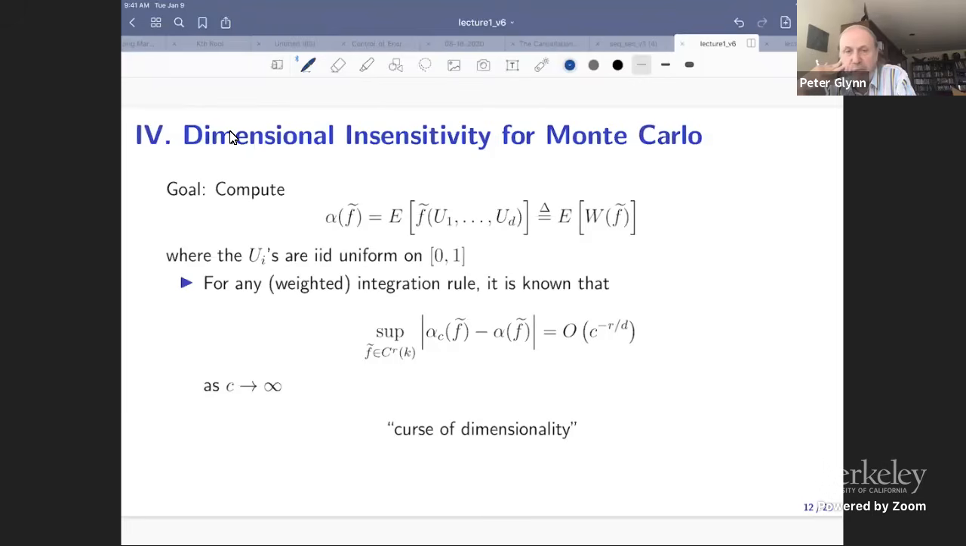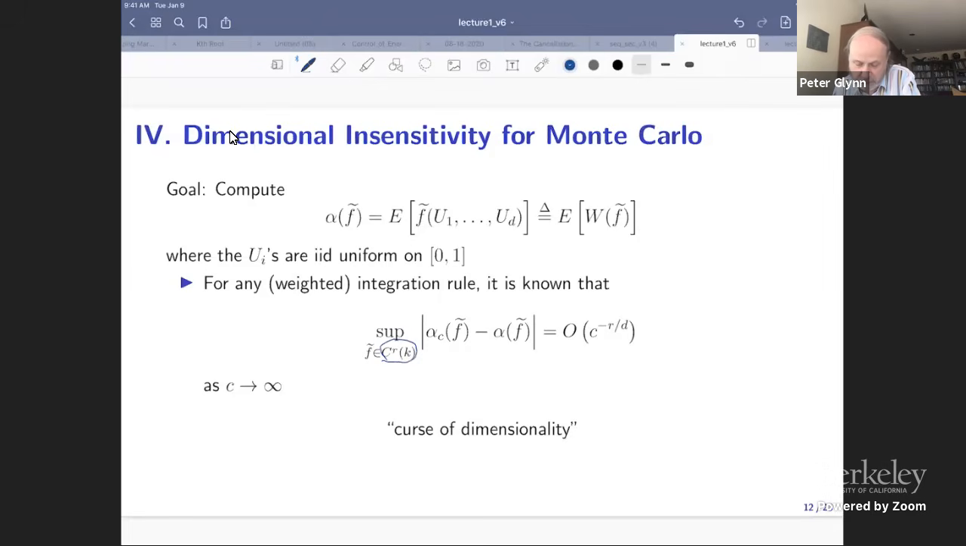These deterministic integration rules typically involve a specification of various points in, let's say, the d-dimensional hypercube, where you would evaluate the function of interest, and then you might weight the function evaluations at these different points in some way. That would correspond to a weighted integration rule. And it's well known that if you look at the worst case error across reasonably behaved functions, meaning functions that are r times continuously differentiable with bounds on the various derivatives, the rate of convergence in the computational budget C tends to degrade significantly as a function of the dimension d in which the random variables are sitting.